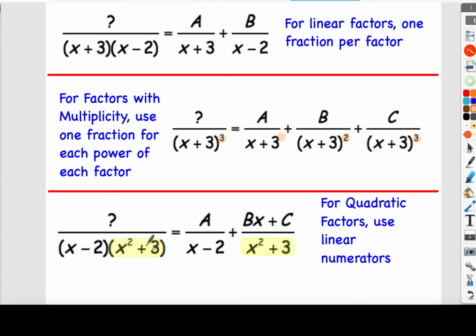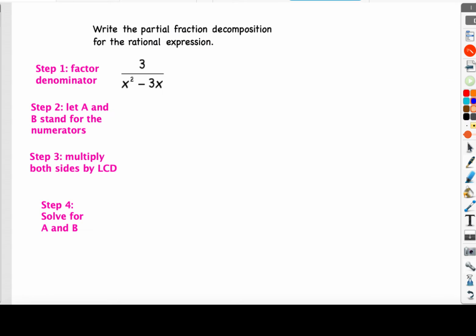If you do have one of those quadratic factors, as I described over here, x squared plus 3, we would go ahead and do a separate fraction. X minus 2 just gets a constant on top, but x squared plus 3 gets a linear function on top. You get a bx plus c. And again, our goal would be to find a, b, and c. All right. Well, enough talking. Let's go ahead and take a look at an example.